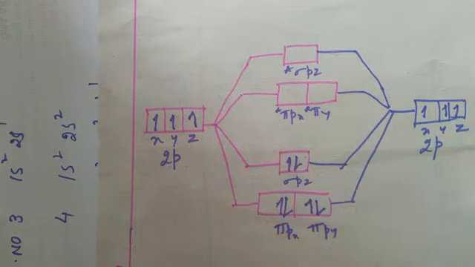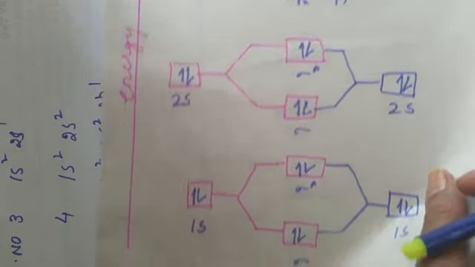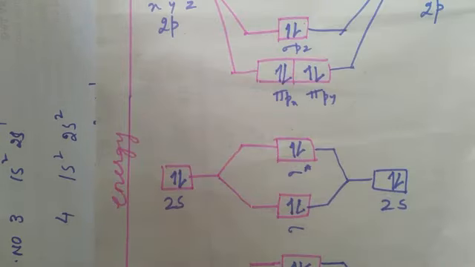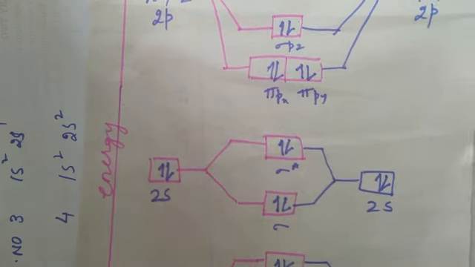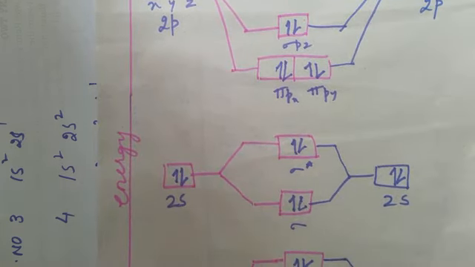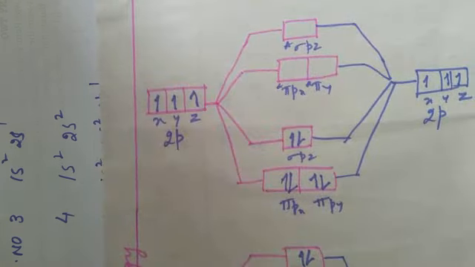No, any unpaired electrons here? No. So it should be diamagnetic. Very good. From oxygen atom onwards, there is a slight change in this particular diagram.